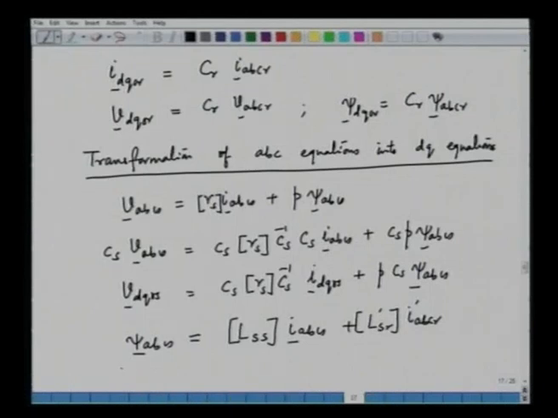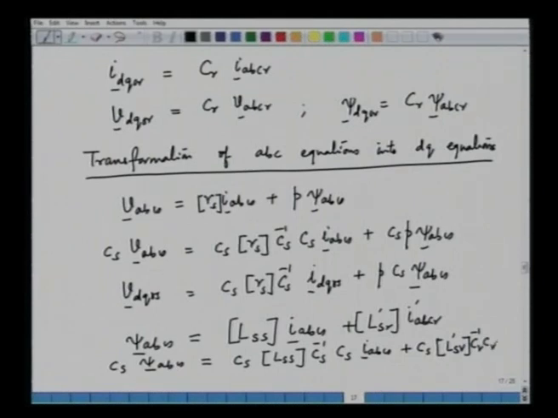So, we can pre-multiply this equation by CS. CS psi ABCS, that is equal to CS LSS CS inverse into CS IABCS plus CS LSR prime, and we can have CR inverse into CR IABCR.